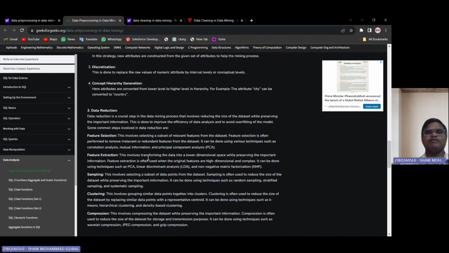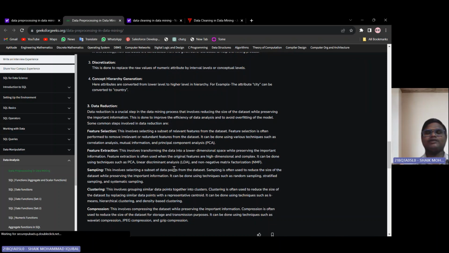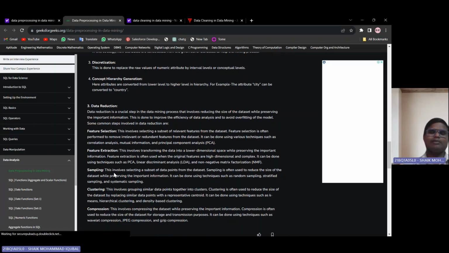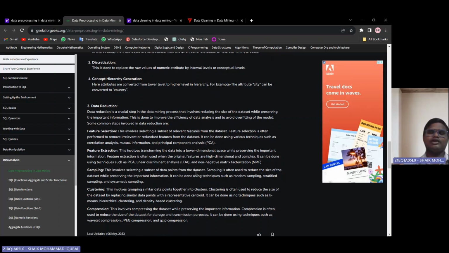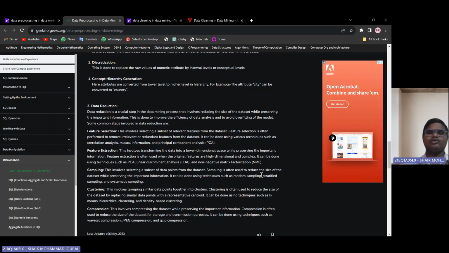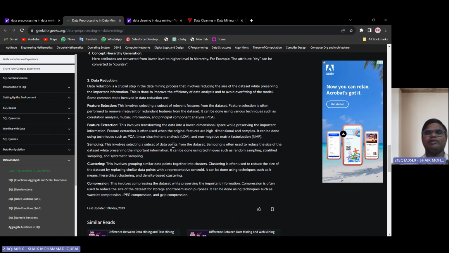Feature extraction. This involves transforming the data into a lower dimensional space while preserving the important information. Feature extraction is often used when the original features are high dimensional and complex. It can be done using techniques such as PCA, linear discriminant analysis, and non-negative matrix factorization. Sampling. This involves selecting a subset of data points from the dataset. Sampling is often used to reduce the size of the dataset while preserving the important information. It can be done using techniques such as random sampling, stratified sampling, and systematic sampling.